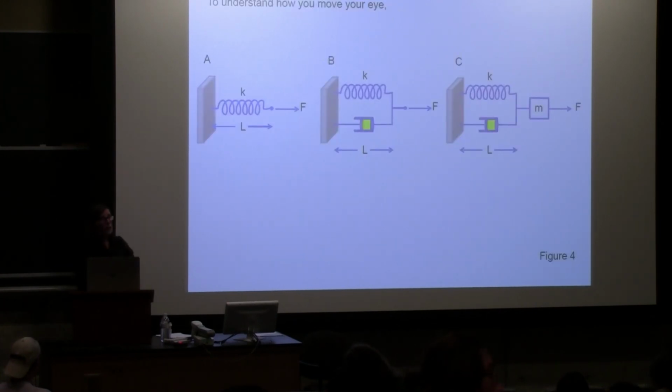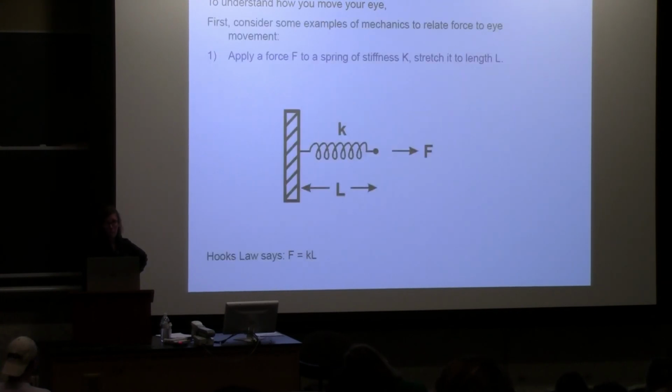Okay, so if you want to think about how you move your eye, you can think of this basic mechanical type of analysis that people do. And what I'm going to build is a very simple model of a muscle. So you can apply a force F to a spring of stiffness K that you think of as attached to something. And the stiffer or bigger that spring, the more you're going to have to pull it out to a length L, right? That's just basically Hooke's law, which says force equals K, the spring constant, times the length that you want to pull it out to, right?